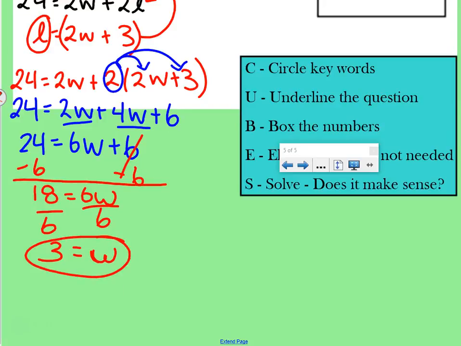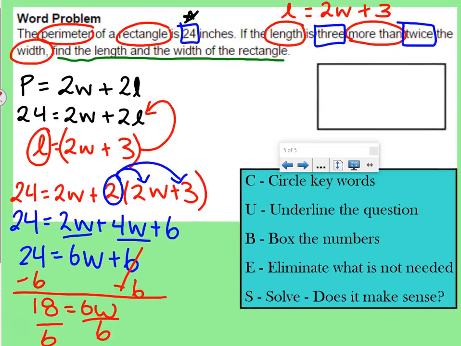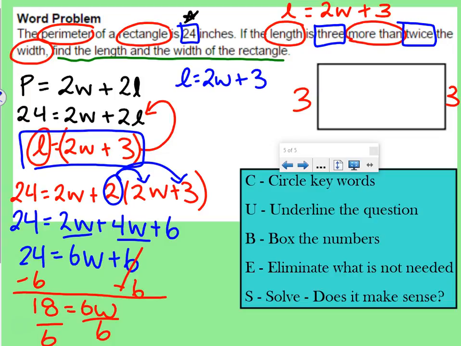So now I know the width of my rectangle. So over here on this picture, my width is 3. So I'm going to put 3 on both sides. Now we need to know our length. Well, we have an equation right here for length. L equals 2w plus 3. All we have to do is make that substitution. W is 3, so we say L equals 2 times 3 plus 3. 2 times 3 is 6, plus 3. 6 plus 3 is 9.